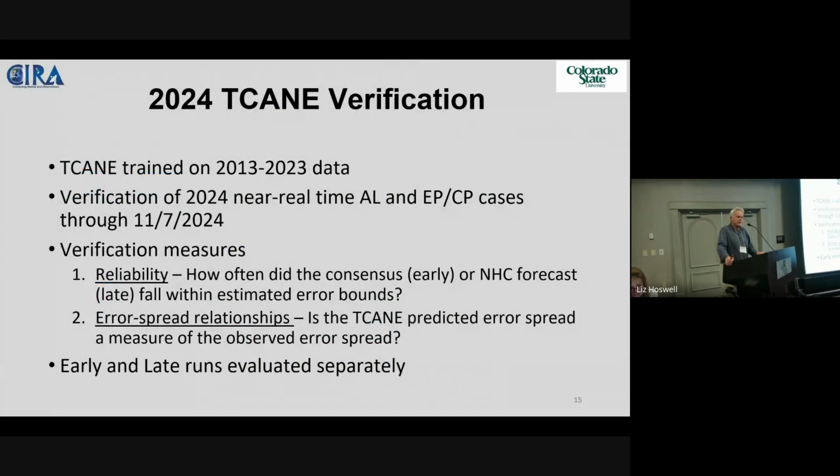Next slide. And I think I'll finish up here with just some verification. These were completely independent runs. The training had never seen these before. So we looked at 2 verification measures, reliability and error spread relationships for the Atlantic, and we also ran this in the East and Central Pacific.